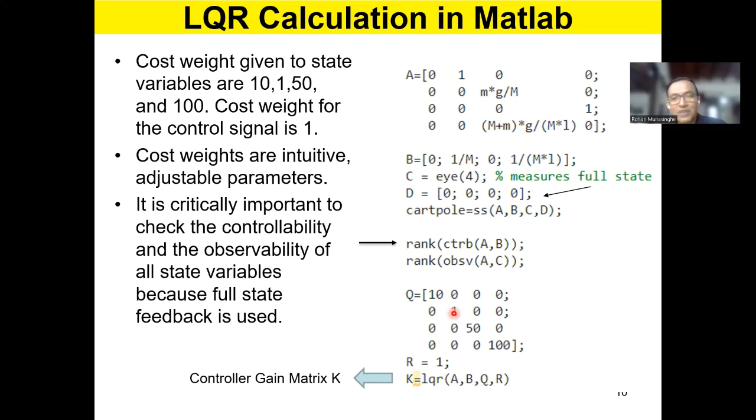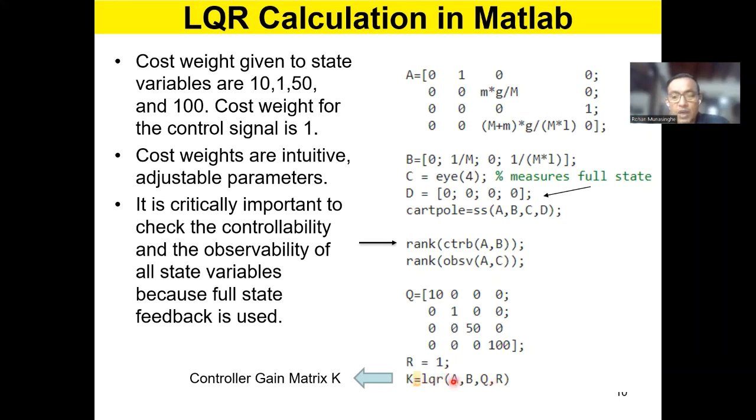These are just intuition. Then x3 is the angle, 50. I don't want to see any big angles, right? So it's a bit costly. And this is angular speed. That is very expensive, 100. If I have high speeds, that is not good. So therefore, I put a bigger cost here. R is 1. And this looks like cheap control signal, right? You can spend a lot of energy and it doesn't cost much.